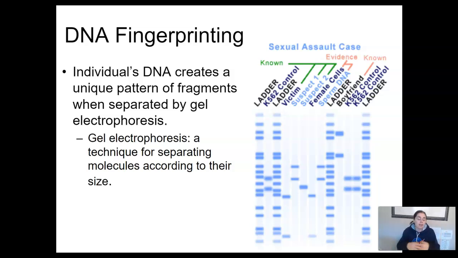So all of this is actually quite connected when you start looking at it in a bigger picture. If you are ever interested in becoming a forensic scientist, you could be using gel electrophoresis and pedigrees to help find suspects, which is kind of cool that you're learning stuff that will help you down the road. Anyway, let me get back to this. DNA fingerprinting: an individual's DNA creates a unique pattern of fragments when separated by gel electrophoresis. So these are the bands, and remember, the farther away you go, the smaller and faster those fragments have moved. And gel electrophoresis, another definition for it, is a technique for separating molecules according to their size. Okay.